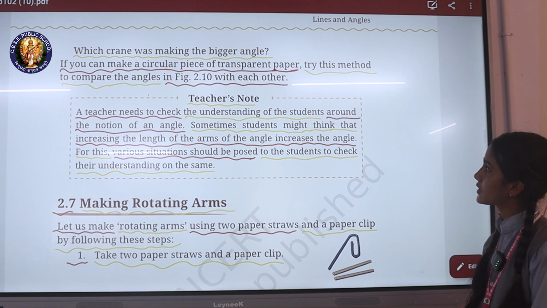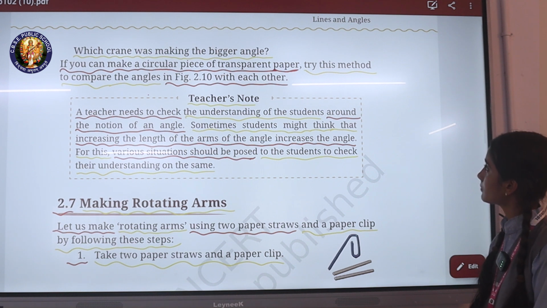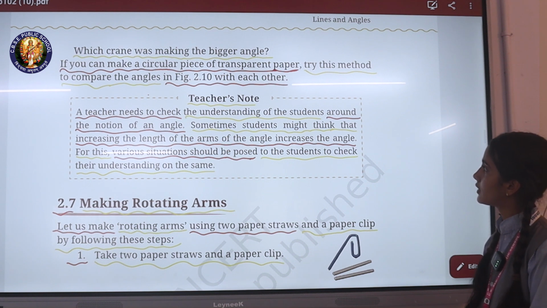If you can make a circular piece of transparent paper, try this method to compare the angles in Figure 2.10 with each other.